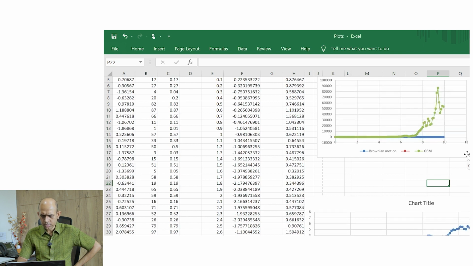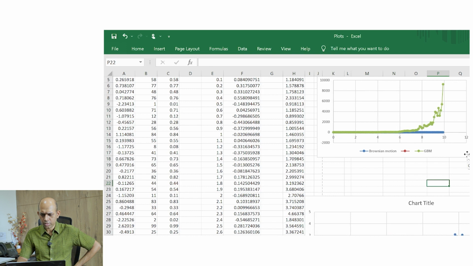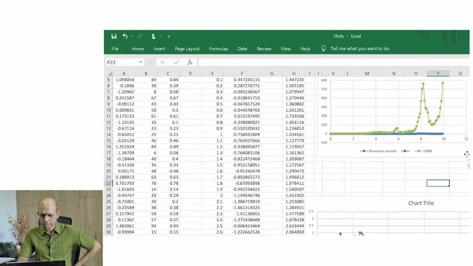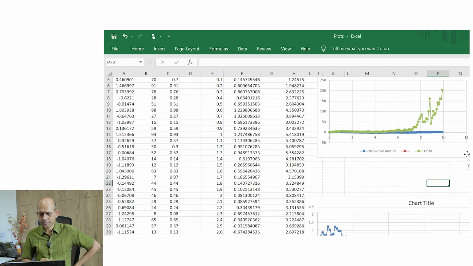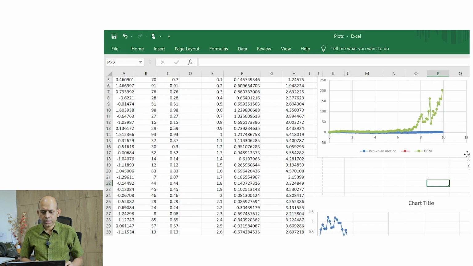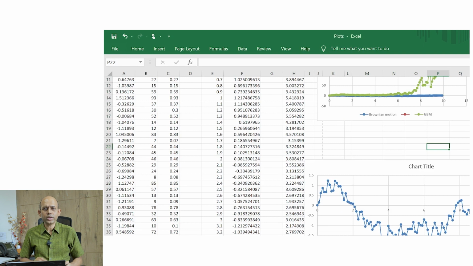I think we now have a pretty good idea about the simulation of geometric Brownian motion using an Excel spreadsheet. Okay, fine. Thank you very much.